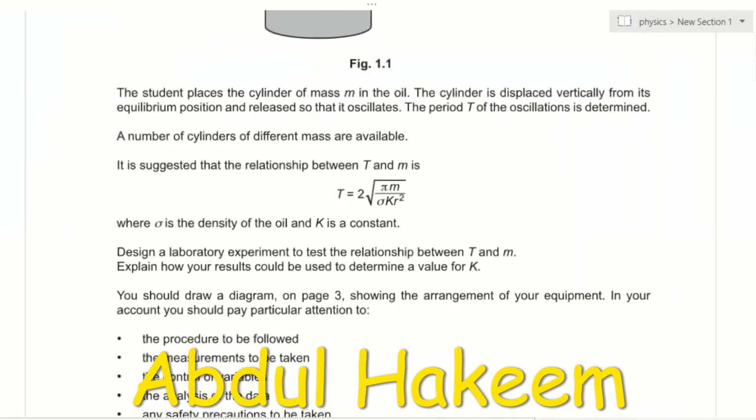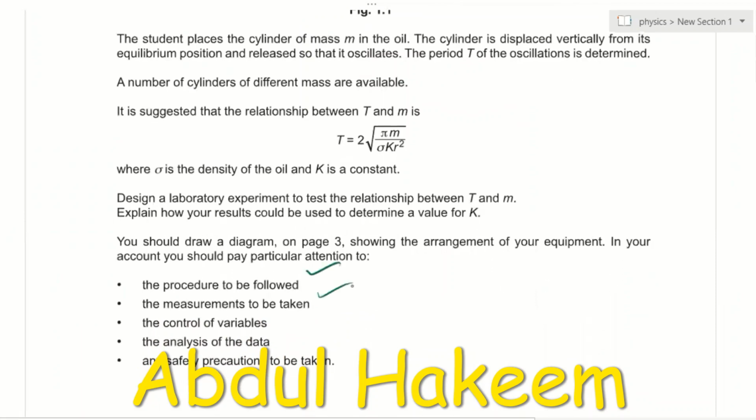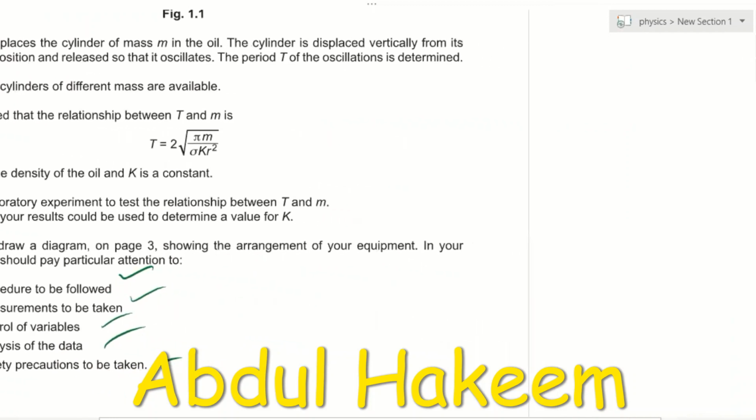Design a lab experiment to test the relationship between T and m. Explain how the result could be used to determine the value of k. You should draw a diagram showing the arrangement of the equipment, and then procedure, measurement, control variables, analysis, safety precautions. Okay. In this question, first of all, we will start with the definition of the problem.